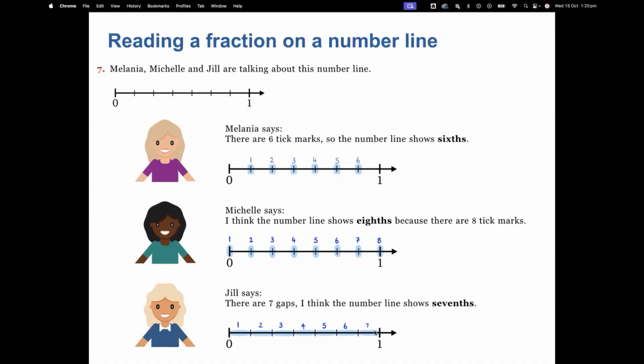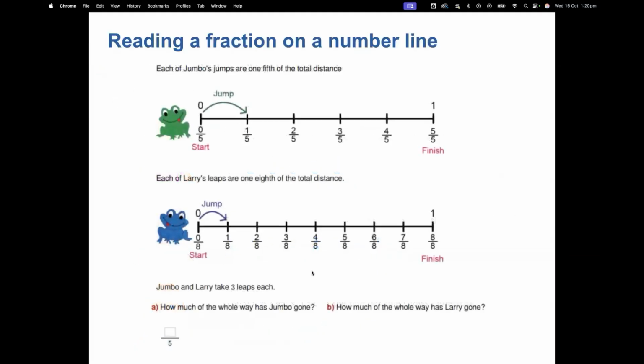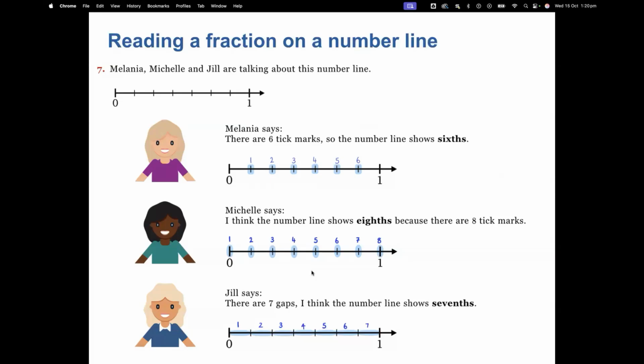But the misconceptions come about when students ignore the 0 and the 1 and they count the tick marks in between the 0 and the 1. So Melania thinks that you can represent 6 on here. The other misconception that happens is that students count all the tick marks. And so Michelle thinks that I can show 8s on this particular number line. So you have to be really careful, and you need to give students repeated exposure to these ideas and get them to point out the misconceptions and the common mistakes to try and get them to avoid making them.